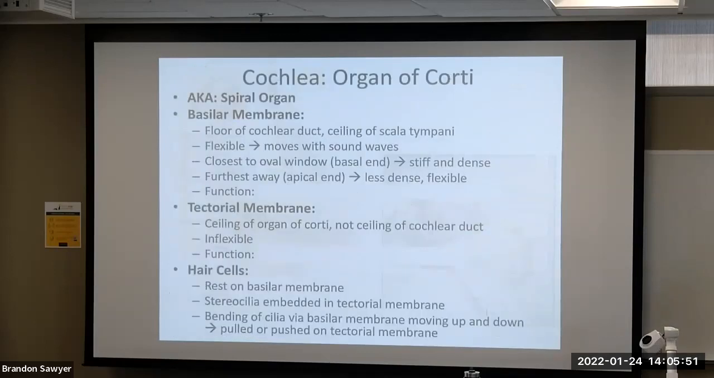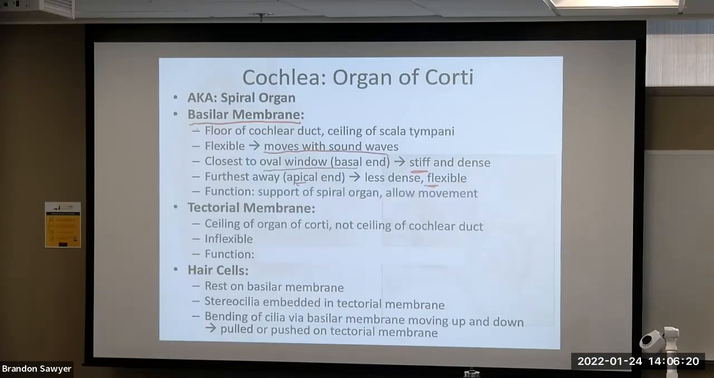Okay, so just a little bit more about this organ of Corti. So we kind of already talked about the basilar membrane and what it does. So this is the floor of the cochlear duct. Okay, this is the bottom part of it. This is where the hair cell is anchored to. Okay, this is the one that's actually going to move with the sound waves. Okay, and again, the side closest to the oval window is the stiffer part. The side at the apical end, or the furthest away from the oval window, is more flexible.